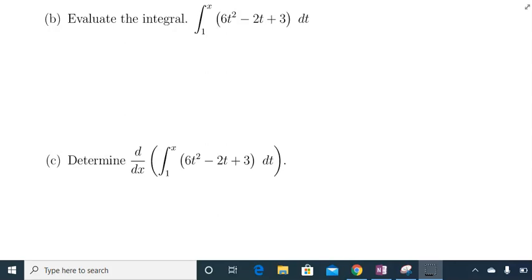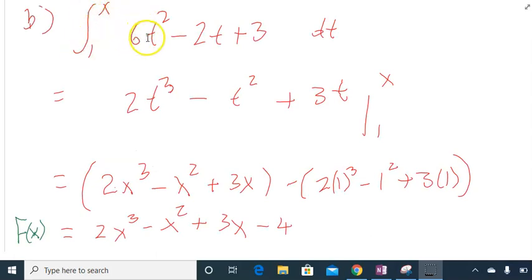Evaluate the integral from 1 to x of 6t squared minus 2t plus 3 dt, and determine d/dx of the integral from 1 to x of 6t squared minus 2t plus 3 dt. We can recall our integrals for power functions: you add 1 to the exponent, and then divide by whatever the new exponent is. So like 2 plus 1, and then divide by 2 plus 1.